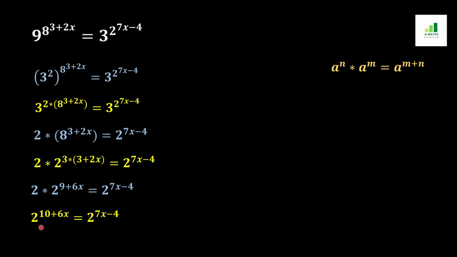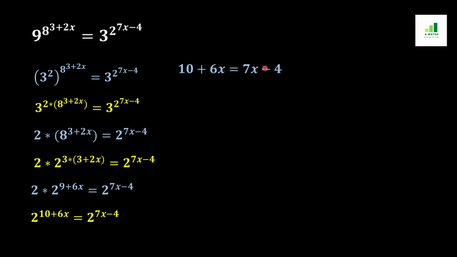Now, from the basic rule of algebra, if the bases are equal, then their powers will also be equal. So here if we apply the same rule, we will get 10 plus 6x is equal to 7x minus 4. Now, this is a two-step linear equation. So here we will solve this equation for x.